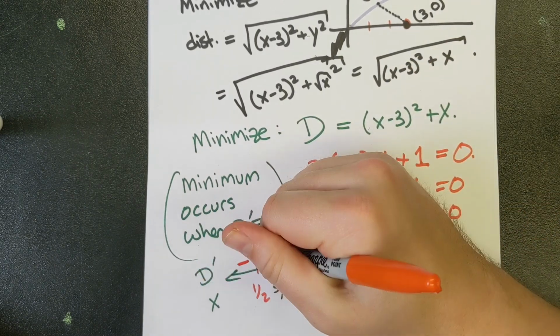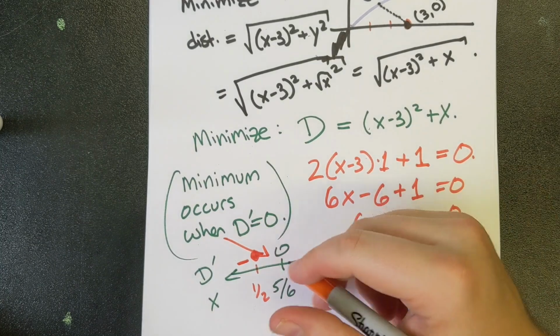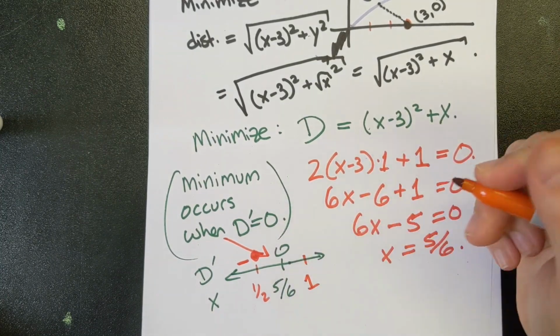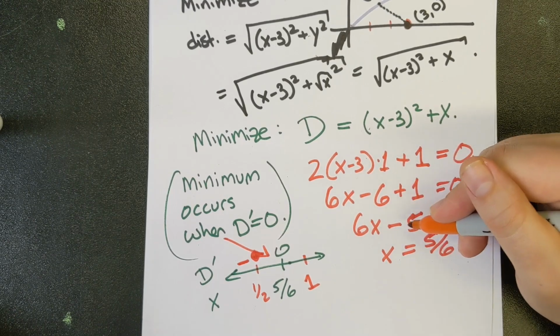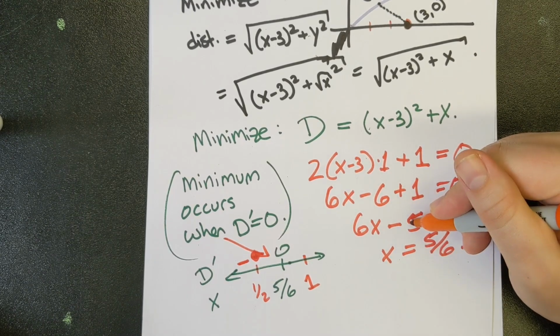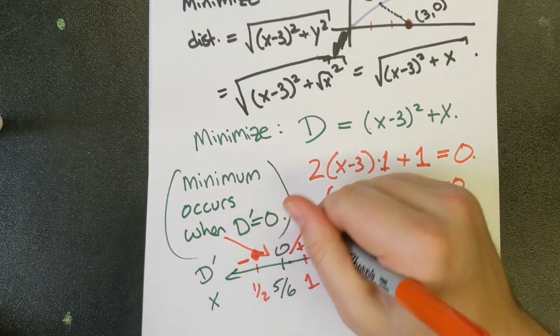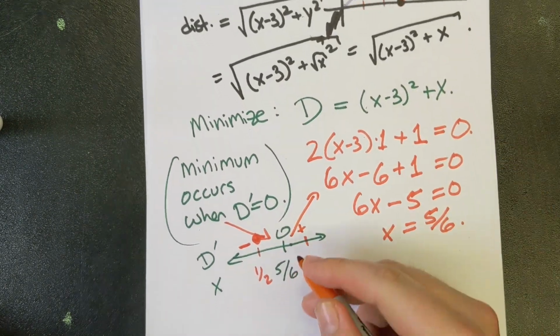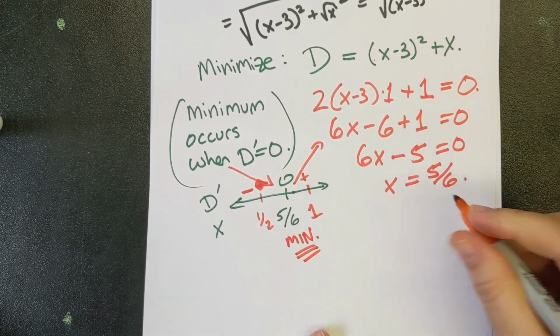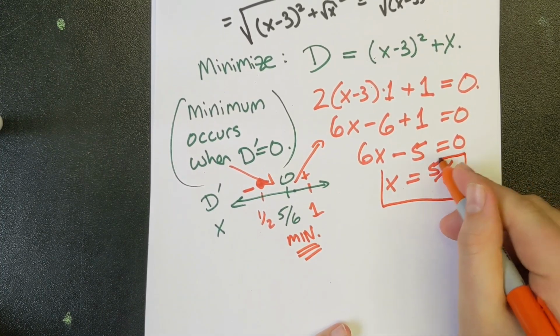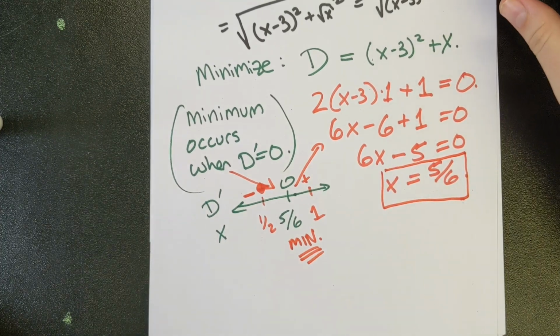Plug into the derivative, it's a negative, so it's decreasing. And if I plug in something bigger, like 1, notice now it's positive. 6 times 1 is 6, 6 minus 5 is 1, so it'll be positive. So it's increasing. So sure enough, at 5/6 we have a minimum. So that's where a minimum happens. We have a minimum when x is at 5 over 6.